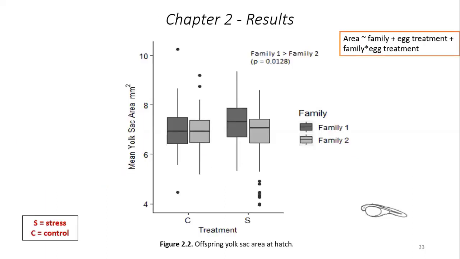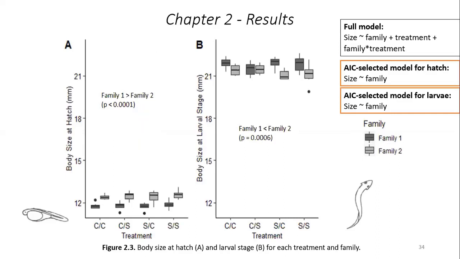So moving on to the results, I'm going to go very briefly over the yolk sac and size results. Essentially, there was no effect of treatment, but there was an effect of family. Here's the yolk sac area results, and it's the same story with size at hatch and at the larval stage. So you can see in the AIC selected models, family is the only variable in those. So essentially, it looks like there are genetic components or other family-specific differences that are driving growth and metabolism more so than these treatments.